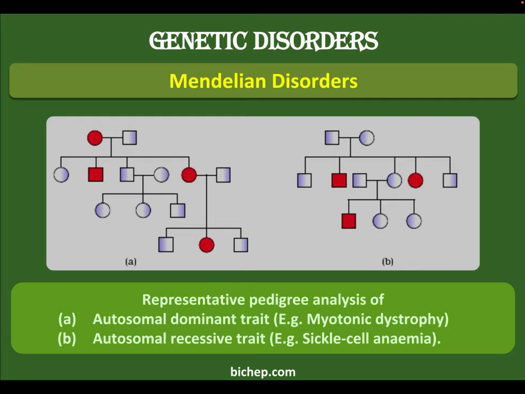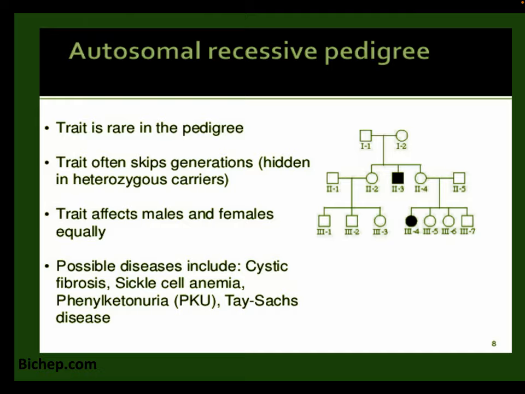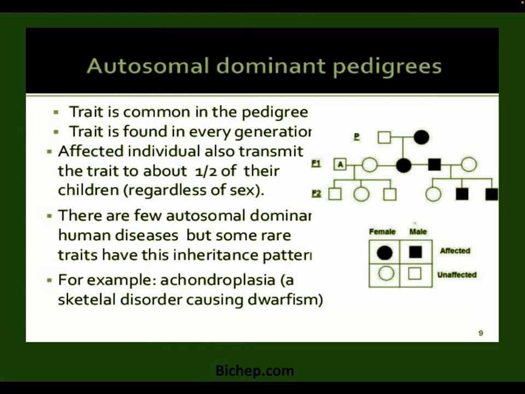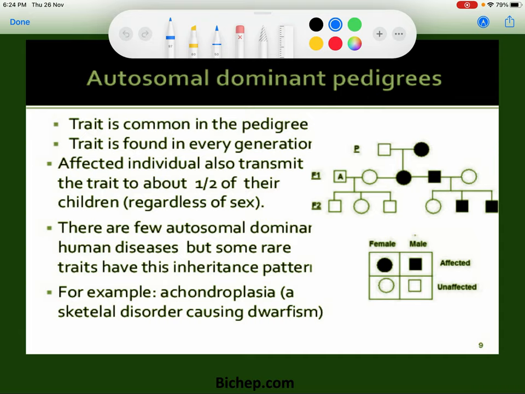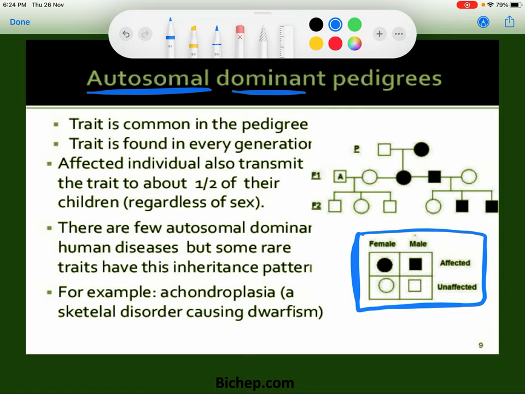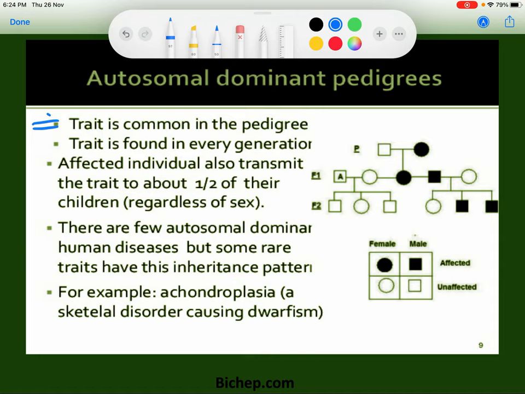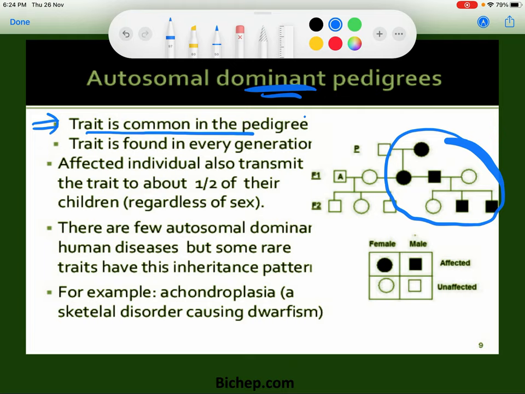Please take a screenshot of these pedigrees first. Now, the examples of the pedigrees. First is the autosomal dominant pedigree. Now, what you are supposed to look for in identifying autosomal dominance if a pedigree is given? If you see the indicators given here: affected female, affected male, unaffected female, unaffected male. This is very simple, the notation that we know. Now, the important point to remember here is that the trait is common in the pedigree. Look, in every generation you can find it. Why? Because it is dominant. So it is common in all the generations.